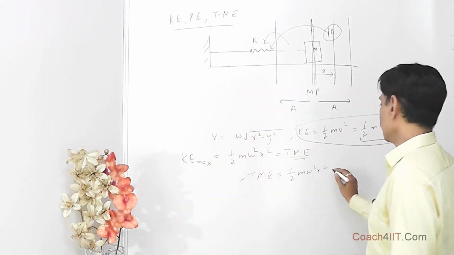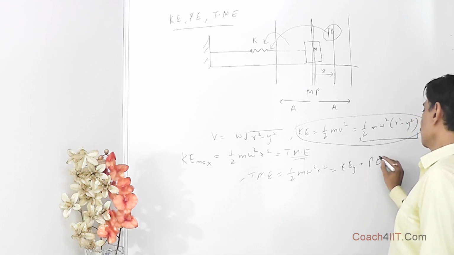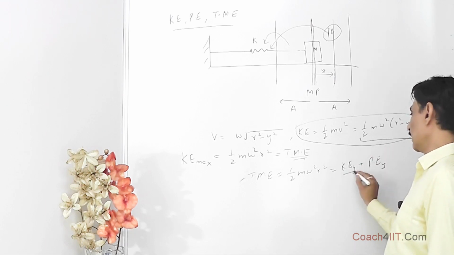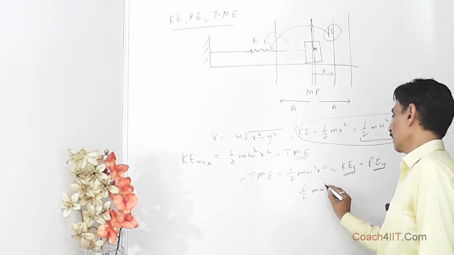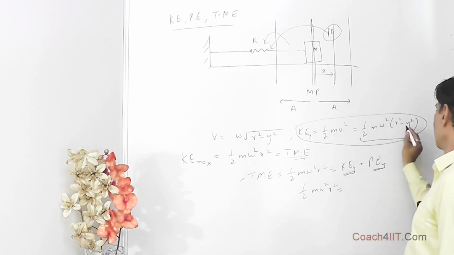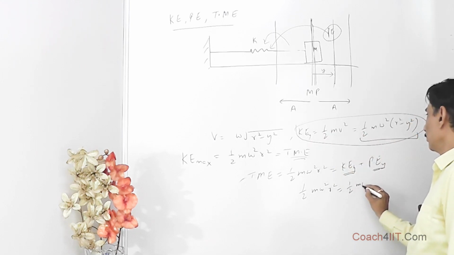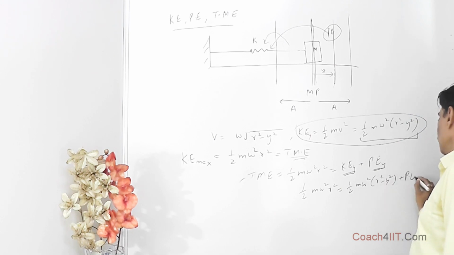So total mechanical energy is this: kinetic energy as a function of y plus potential energy as a function of y, that is, at any instant kinetic energy plus potential energy is going to be constant. So half m omega square r square is equal to kinetic energy as a function of y, which is half m omega square (r square minus y square), plus potential energy as a function of displacement y.